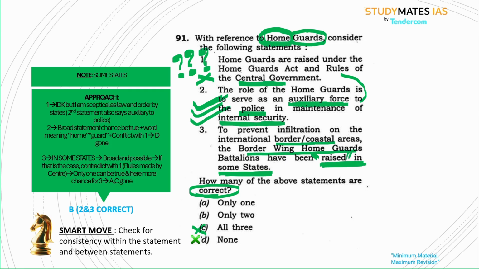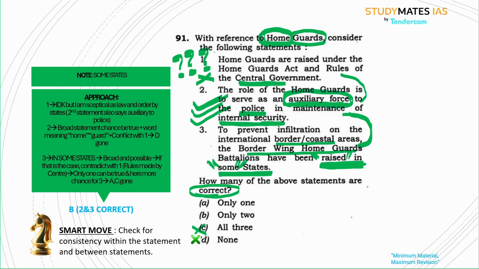Here, central government will not be raising in some state. Central government raises or creates a force in the center, then deploys to state. Here, it is saying that this is raised or created in some states. That is coherent with the second statement. Okay, and we have many border states. There is high chance that in at least one or two border states, such an auxiliary force to police might have been created.